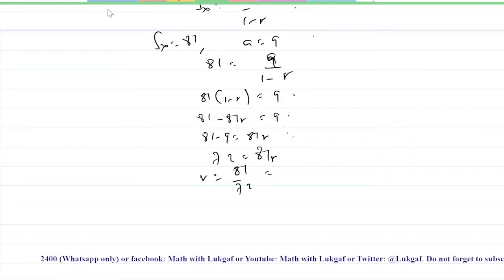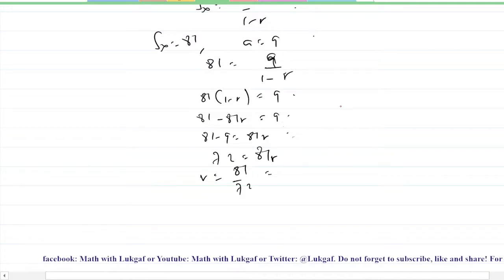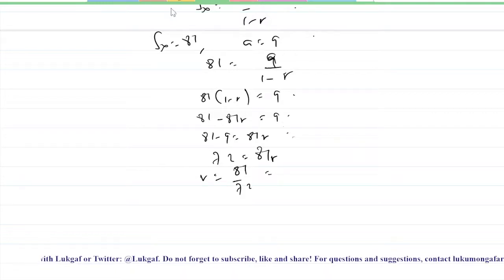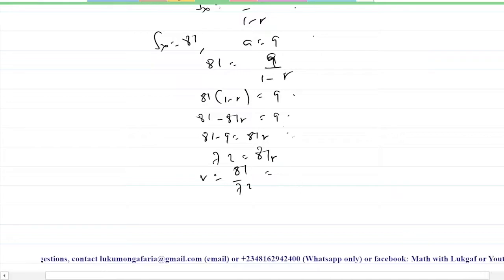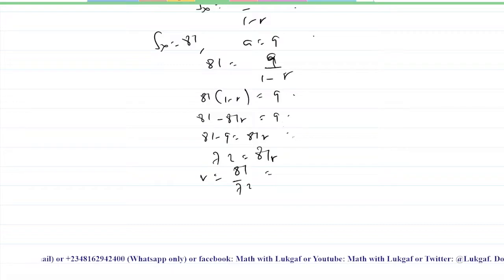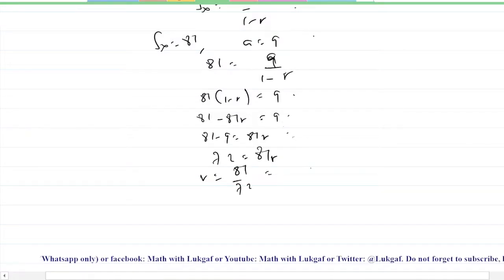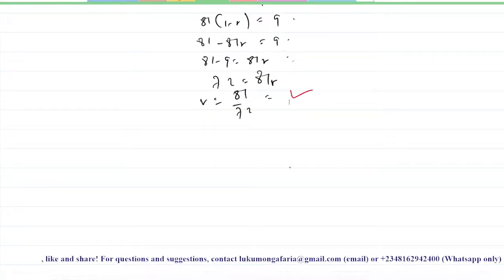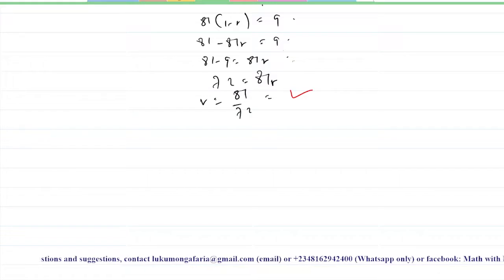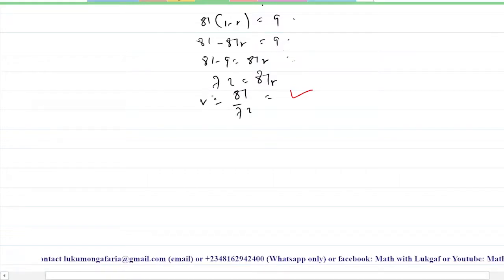So your R will now be what? Your R is going to be 72 divided by... So the marker is working back. So my R will now be what?